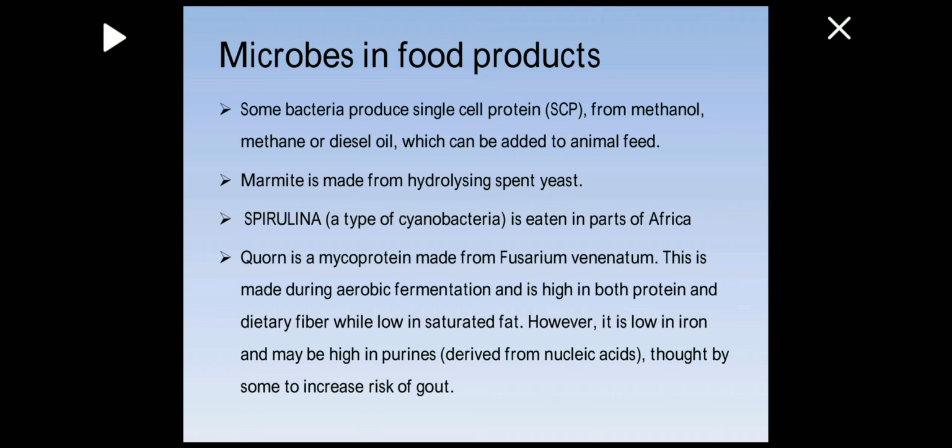Quorn is a mycoprotein made from Fusarium venenatum. This is made during aerobic fermentation and is high in both protein and dietary fiber while low in saturated fat. So that is a good thing that it is low in saturated fat. However, it is low in iron and may be high in purines derived from nucleic acids, so thought by some to increase risk of gout. So again, there are certain microbes or certain yeasts which are being directly used in food products, or they are themselves being used as a food product.